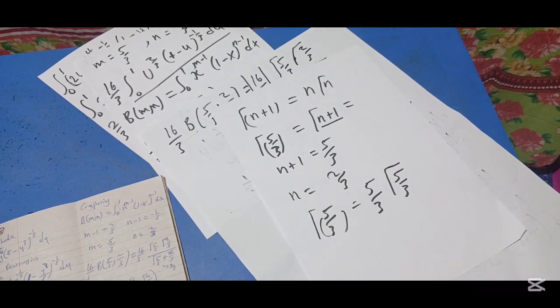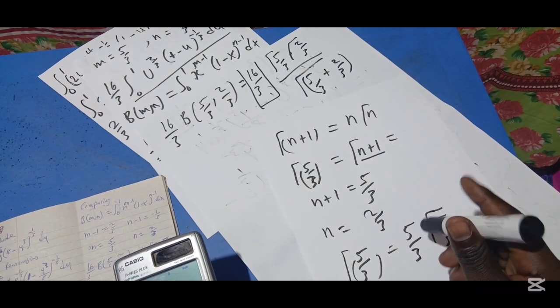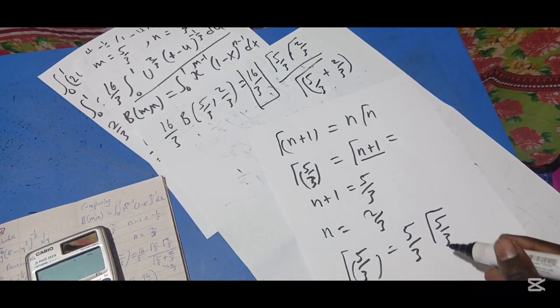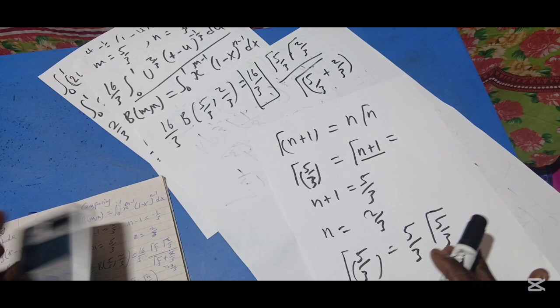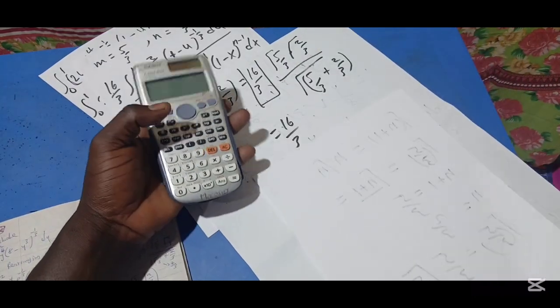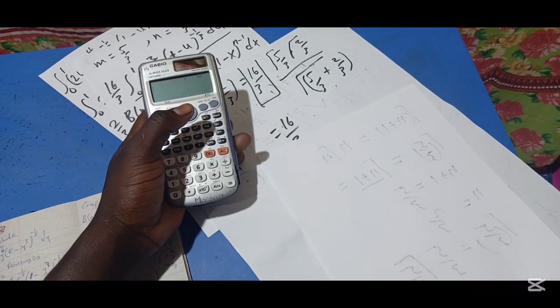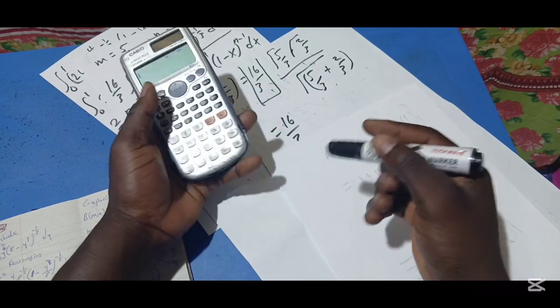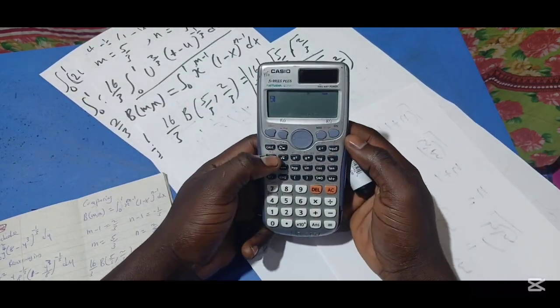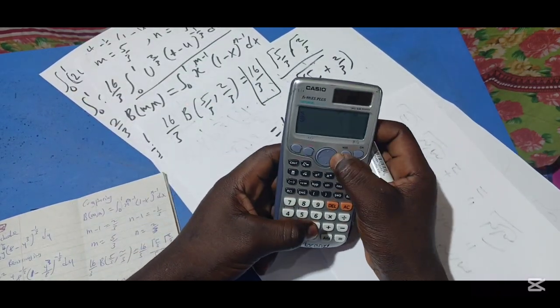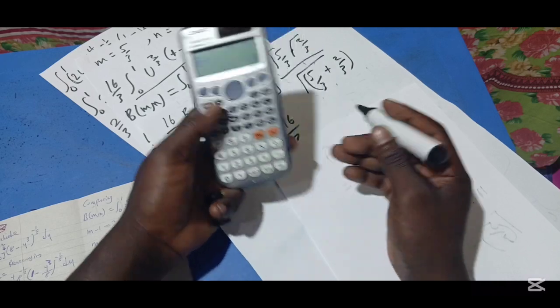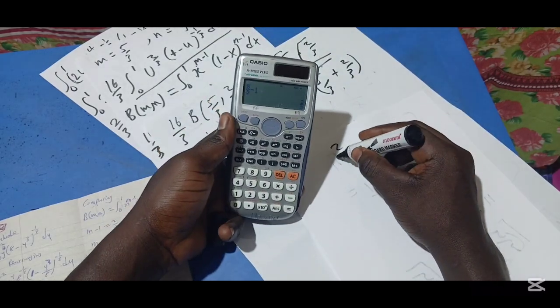So let me just show you that. When we solve for gamma 5 on 3, to shorten this video, we are going to find gamma 5 on 3, right? Just type 5 on 3 on your calculator. Subtract 1 from it. Whatever you get, you write that. So it's 2 on 3.